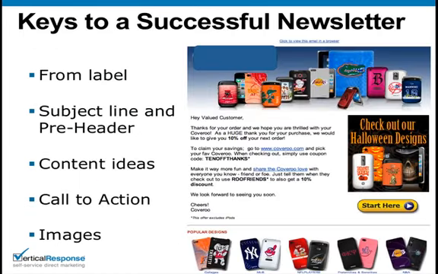So the next few steps that we're going to go through in the next few slides, we're going to talk about some of the keys to creating a successful newsletter and some of the things that you need to pay attention to when you're setting up your email. So we're going to go through from label, subject line, and pre-header. We have lots of content ideas. A lot of people get stuck there once they get started with the idea of an email. So we have a lot of content ideas for you. We're going to talk about call to action. And we're also going to talk about including images in your emails.